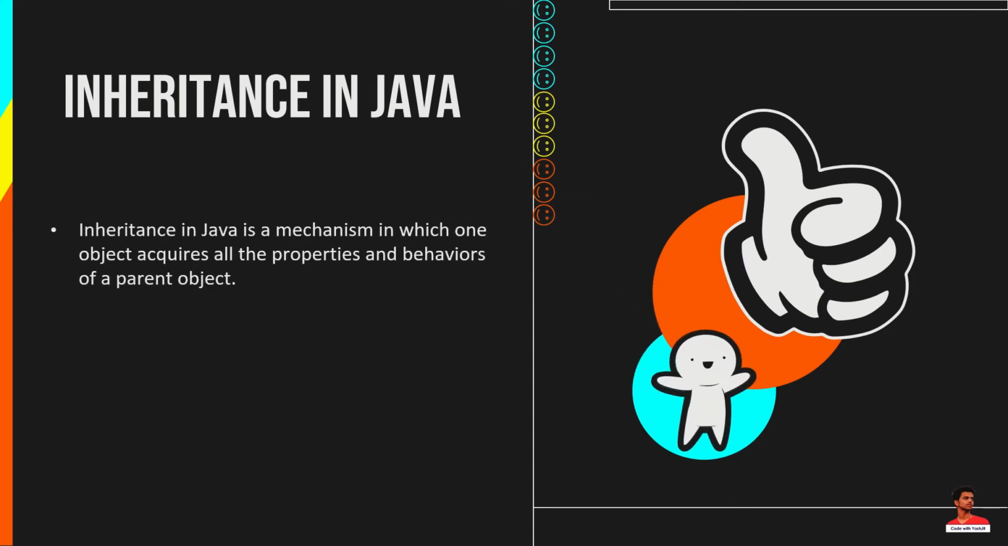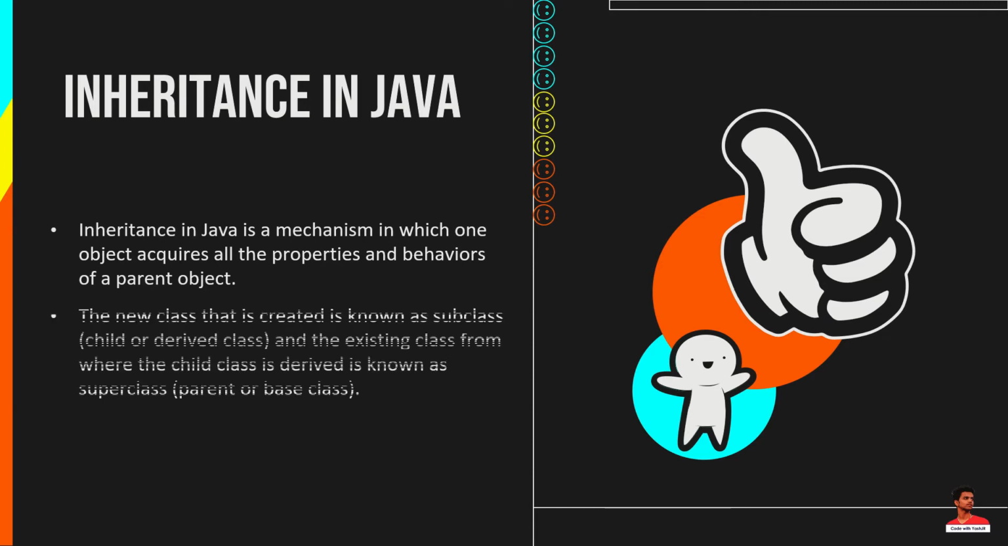Inheritance in Java is a mechanism in which one object acquires all the properties and behaviors of a parent object. In Java, it is possible to inherit attributes and methods from one class to another. The new class that is created is known as subclass, and the existing class from where the child class is derived is known as superclass. The extends keyword is used to perform inheritance in Java.